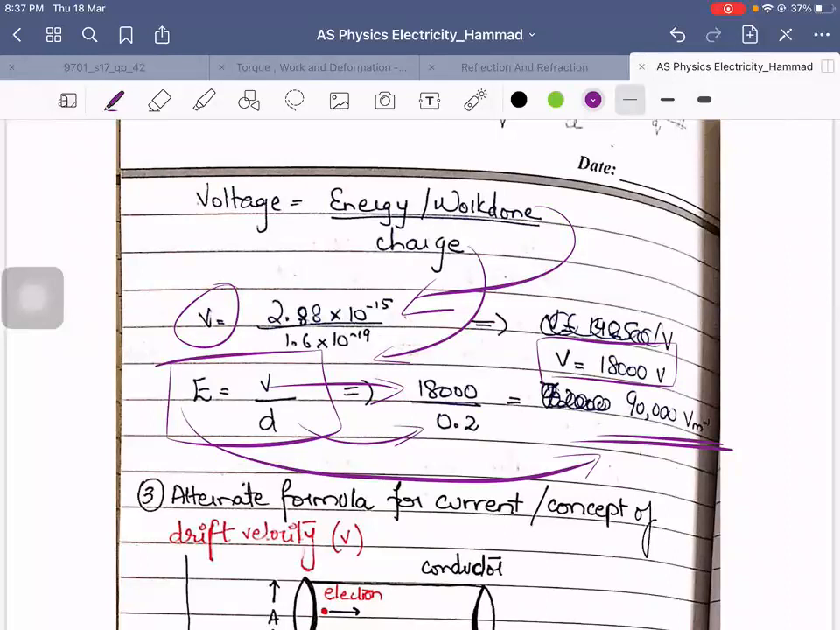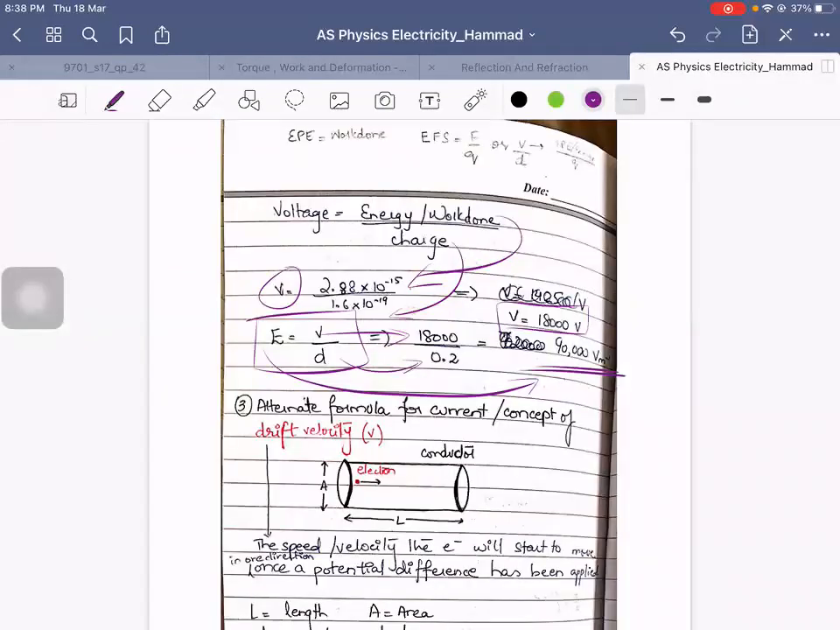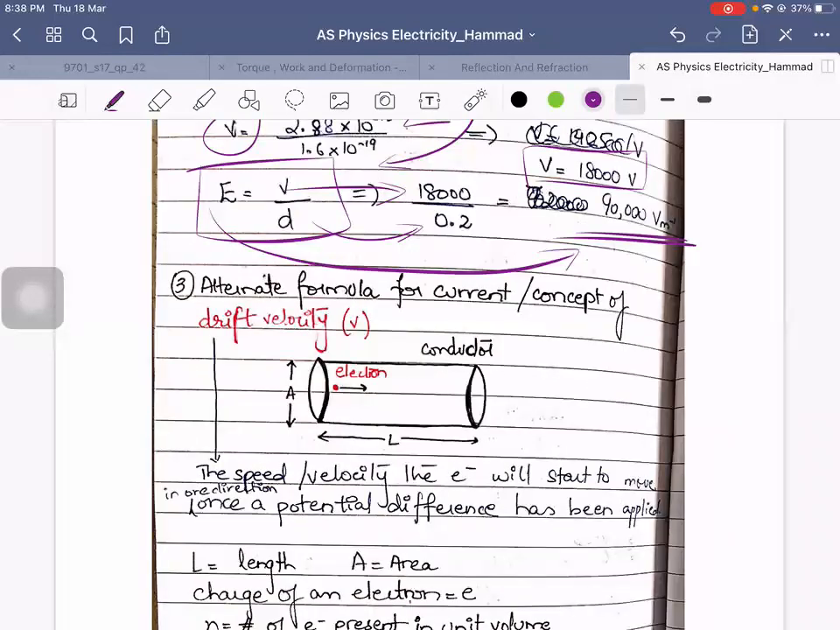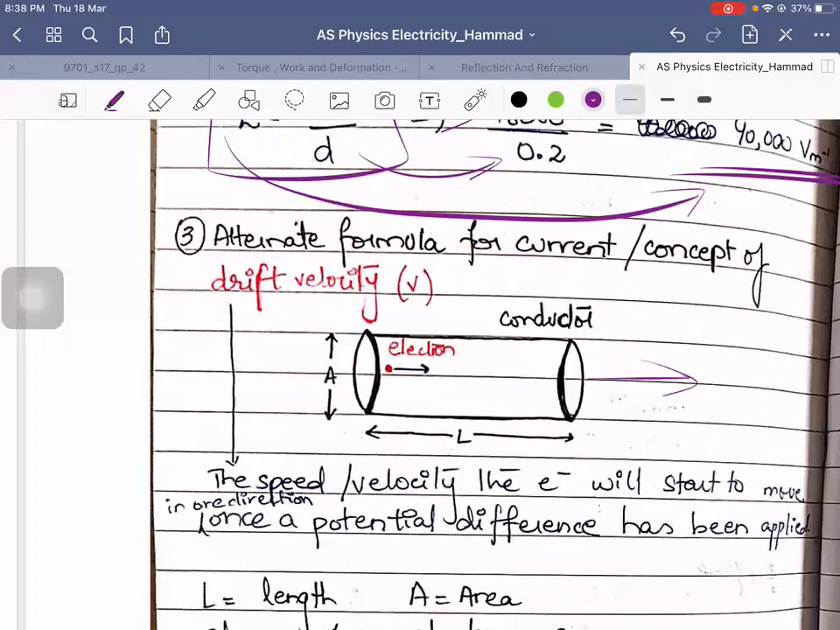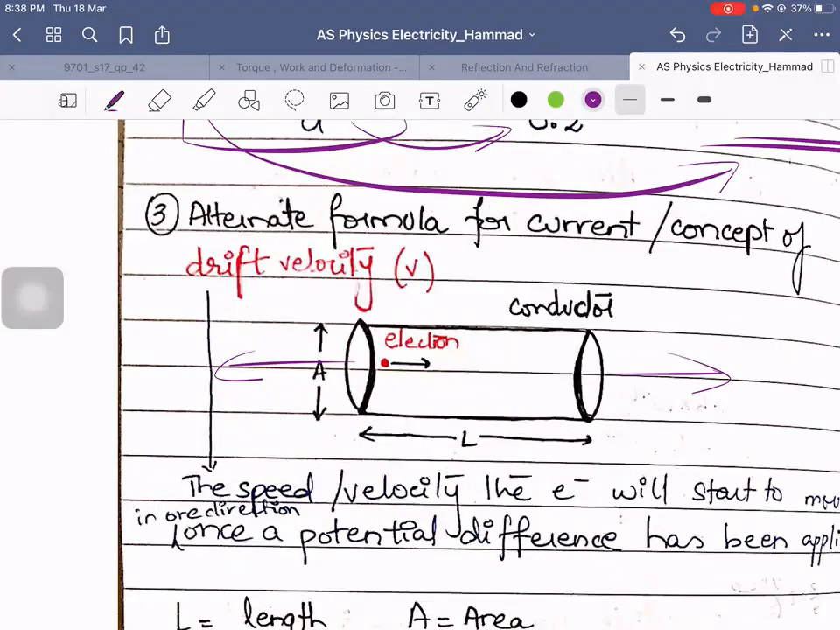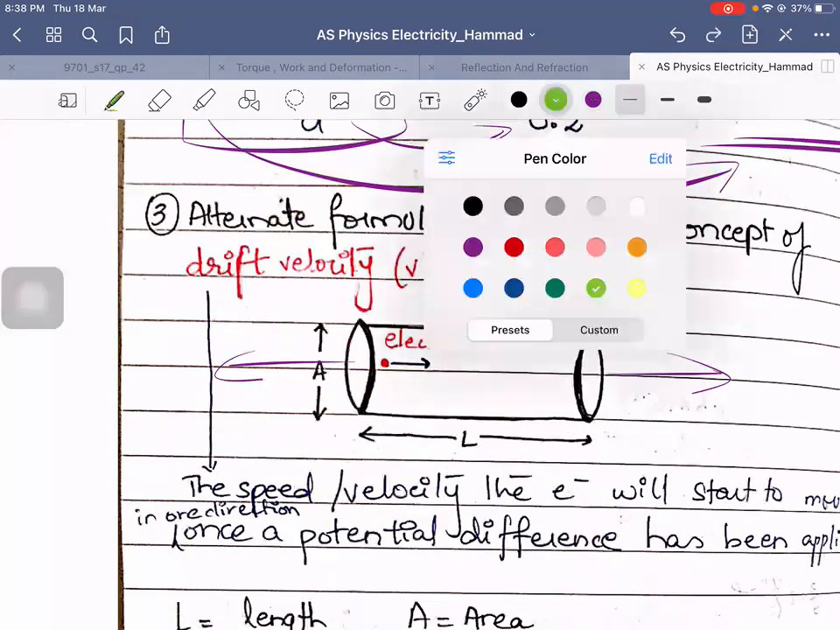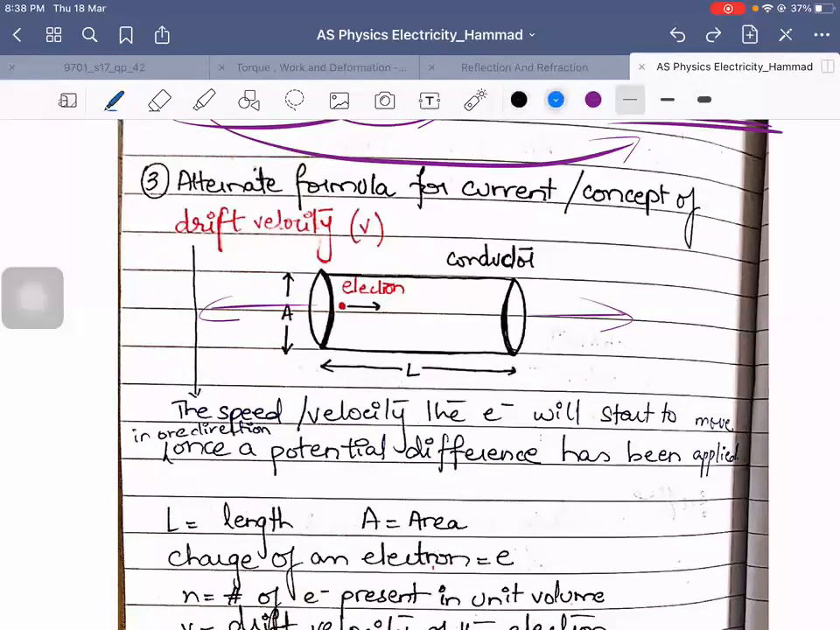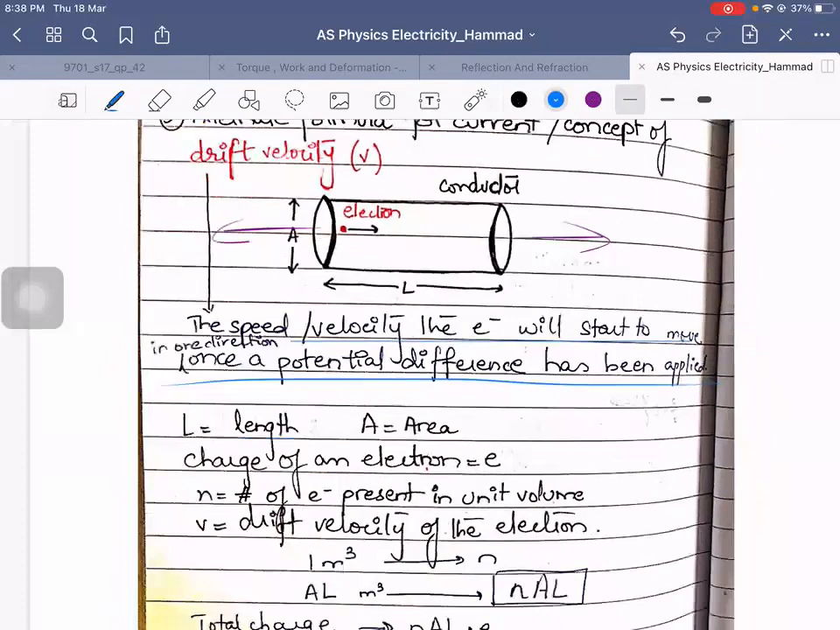Next comes in the concept of drift velocity. When an electron is made to pass through a conductor, when you apply a potential difference, an electron starts to move in a certain direction. The speed with which it travels is called the drift velocity. The electron will start to move in one direction once a potential difference has been applied. Now you need to think for a minute.